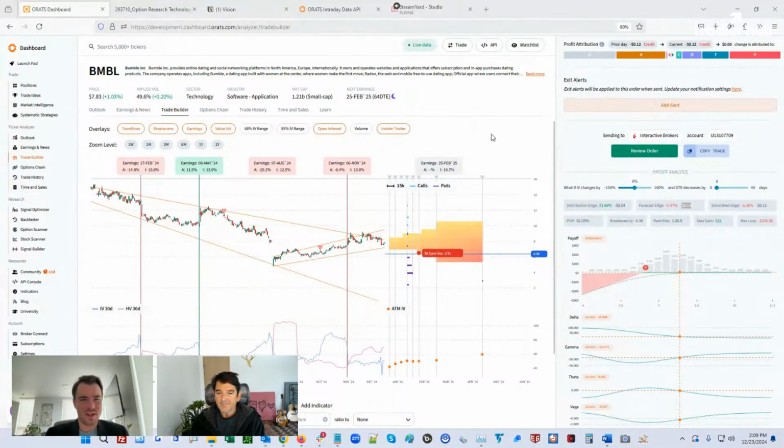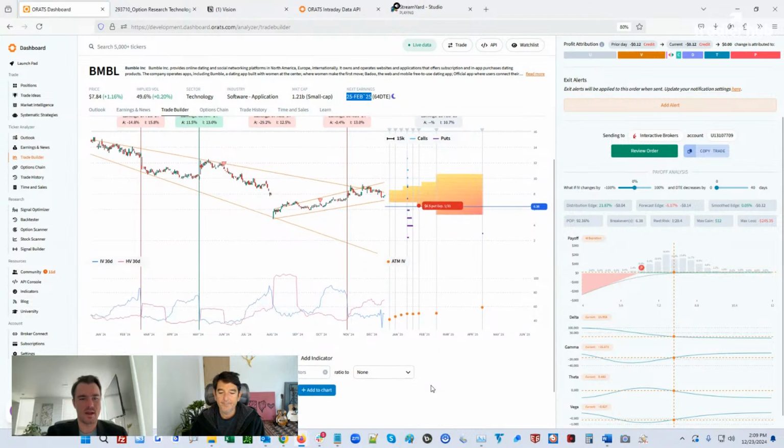Yeah, there's a lot you can learn from the trade builder. Kind of when earnings are and the IV versus HV below. We can even add our own custom indicators below this graph. Like if we wanted to look at slope or contango or anything like that, we could add it there.